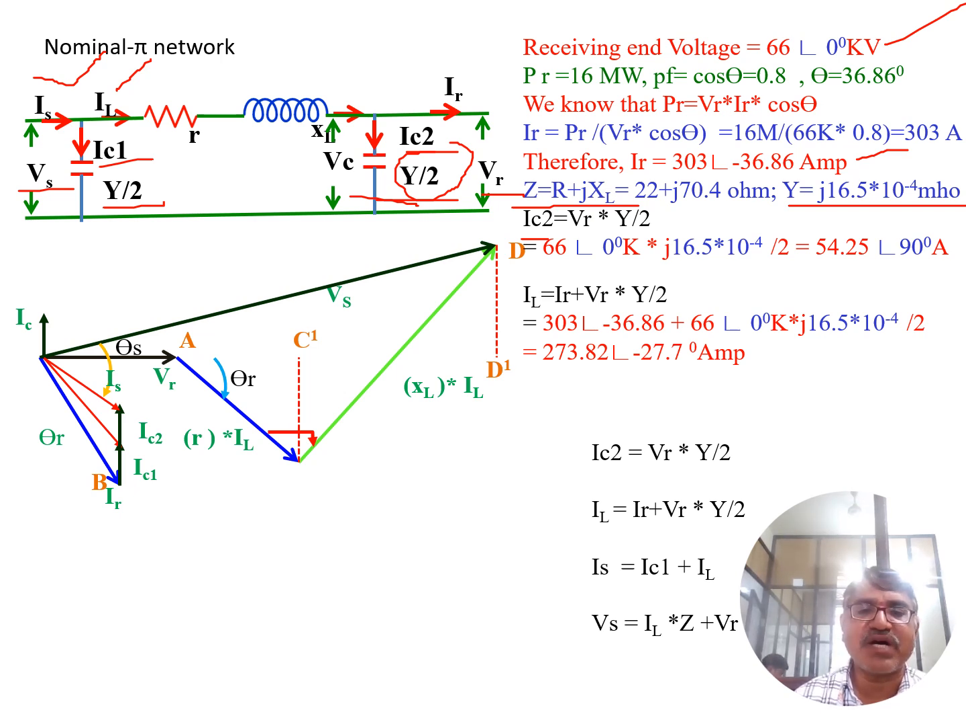That's why this formula is represented like this: IC2 is equal to VR into Y/2. So that is calculated as 54.23 at an angle of 90 degrees. Next one, observe at this node. At this node, suppose this node is represented as A, node A.